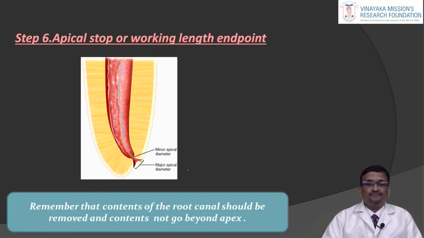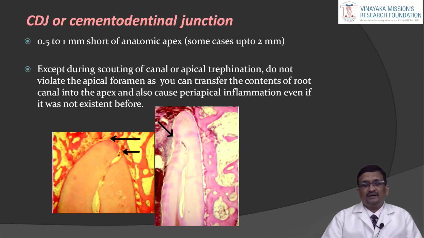Okay, exceptions are there. Then next important point, apical stop or working length end point. Where do we stop our root canal treatment? So remember that the contents of the root canal should be removed and content should not go beyond the apex. That is very important. For this we need to have a proper working length which should end in the minor diameter. So what is the minor diameter called in anatomical terms? Cemento-dentinal junction. So usually it is 0.5 to 1 mm short of the anatomic apex. Sometimes it goes up to 2 mm in resorption cases.